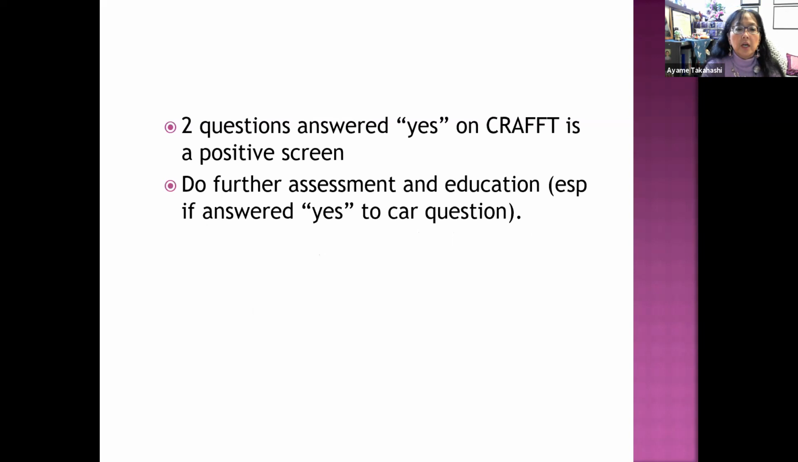So basically, if someone answers yes to 2 items on the CRAFT, it's considered a positive screen. And if they answer yes to the car question, and that's the only one, that's still considered a positive screen. And so you would do further assessment and get more detailed information and do education at that point. Although you can still do education regardless, which would be encouraged.